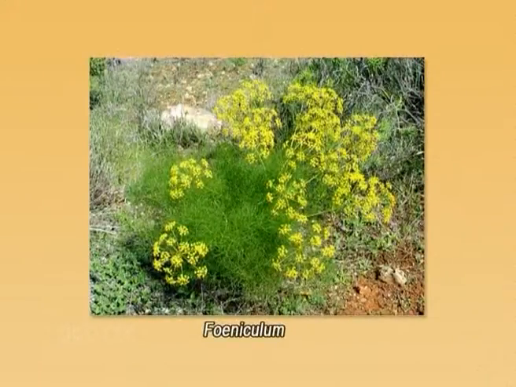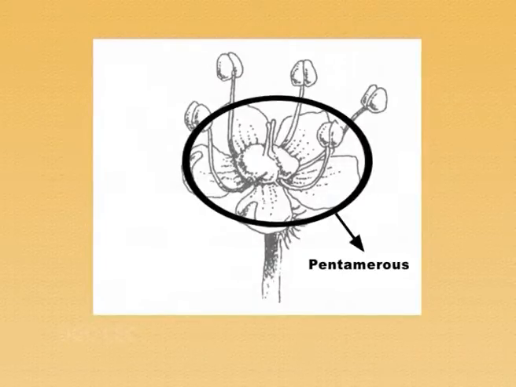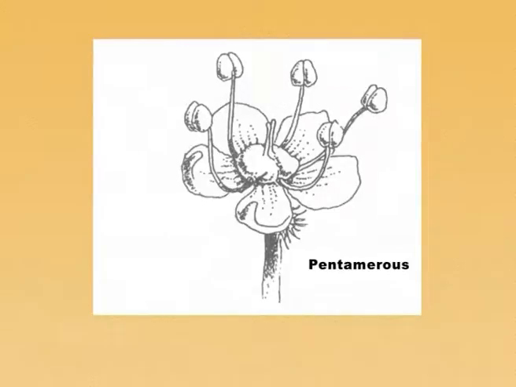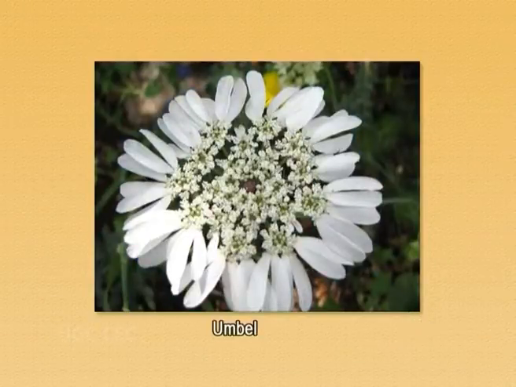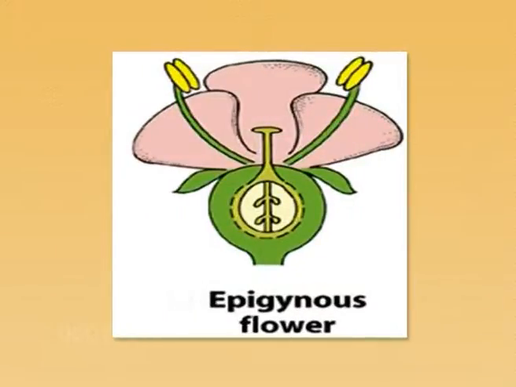The flowers are usually bracteate, most commonly bracteate. But there are some examples like foeniculum where we have ebracteate. The flowers are also pentamerous. That means the floral parts are 5 or multiples of 5. The flowers are usually bisexual, but the marginal flowers in an umbel can sometimes be sterile. Very rarely we have some examples where the flowers are unisexual. The example is echinophora. The flowers are commonly actinomorphic and they are epigynous.